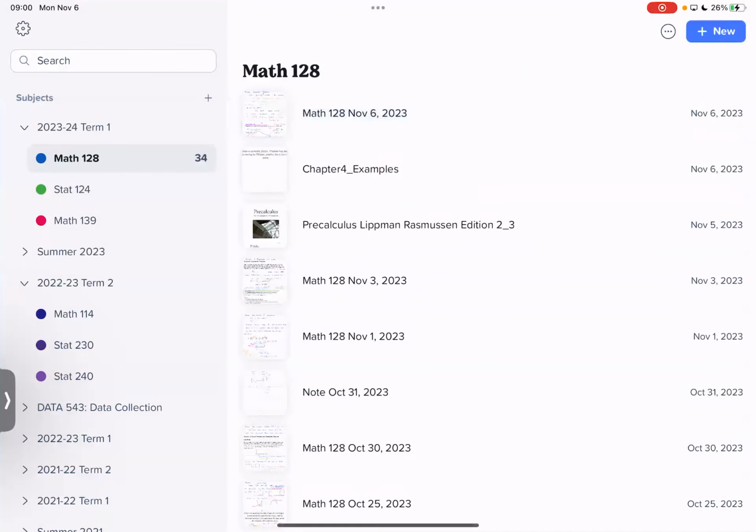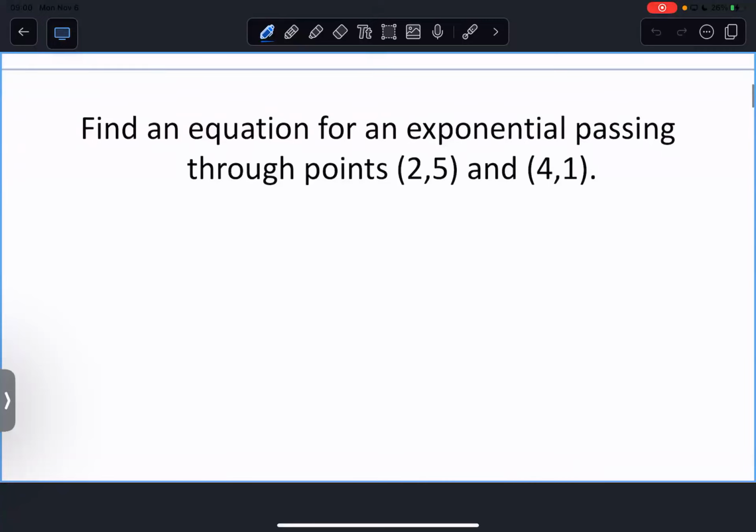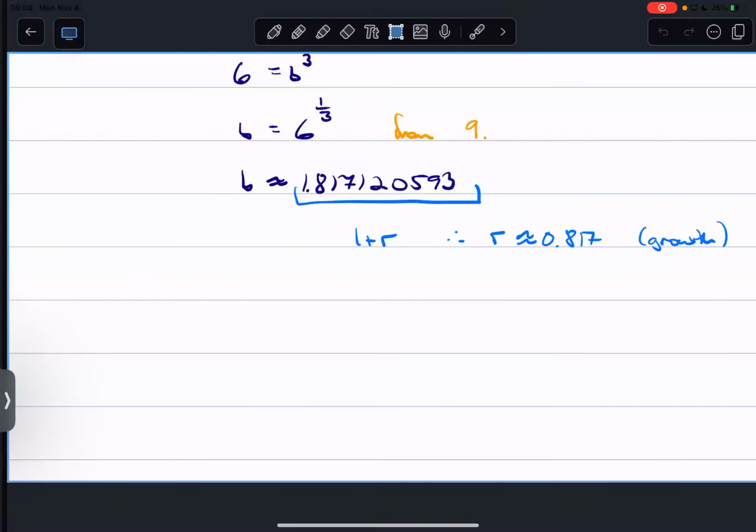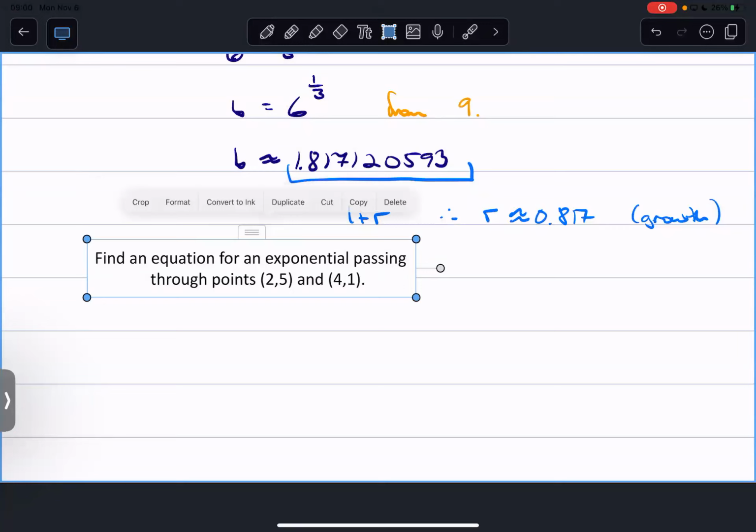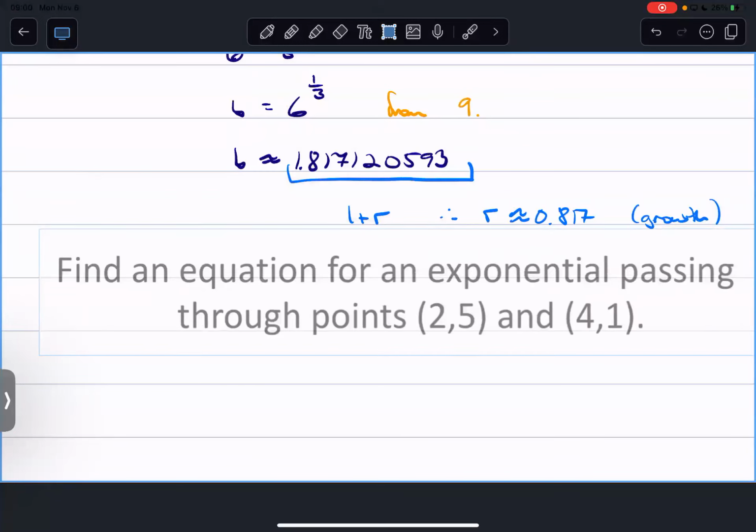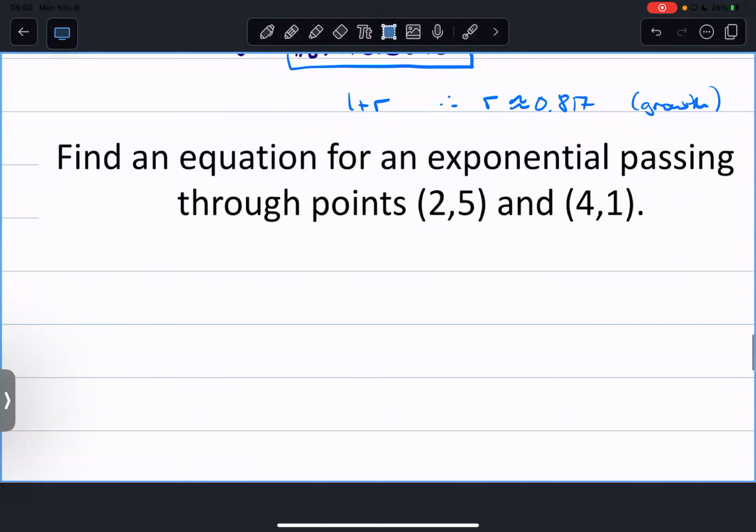Let's see what the next example is. Step it up a notch. What if we have to find an equation for an exponential passing through the points (2, 5) and (4, 1)? Uh-oh, no initial value. Okay, that's okay. Let's just take it nice and slow and see what happens.